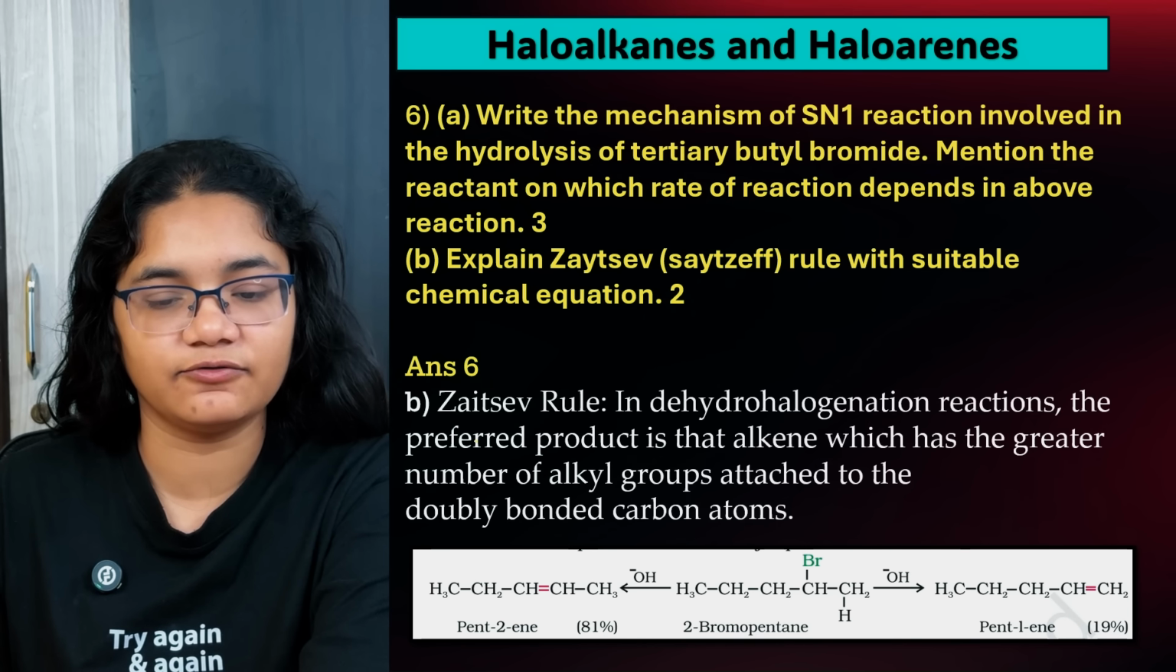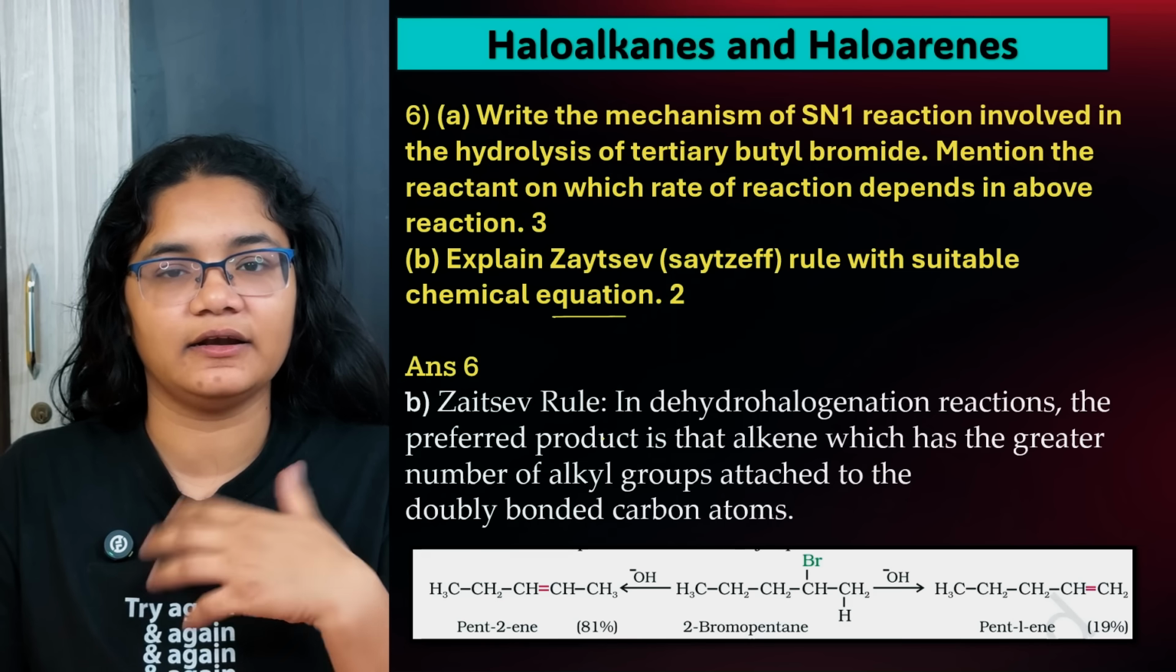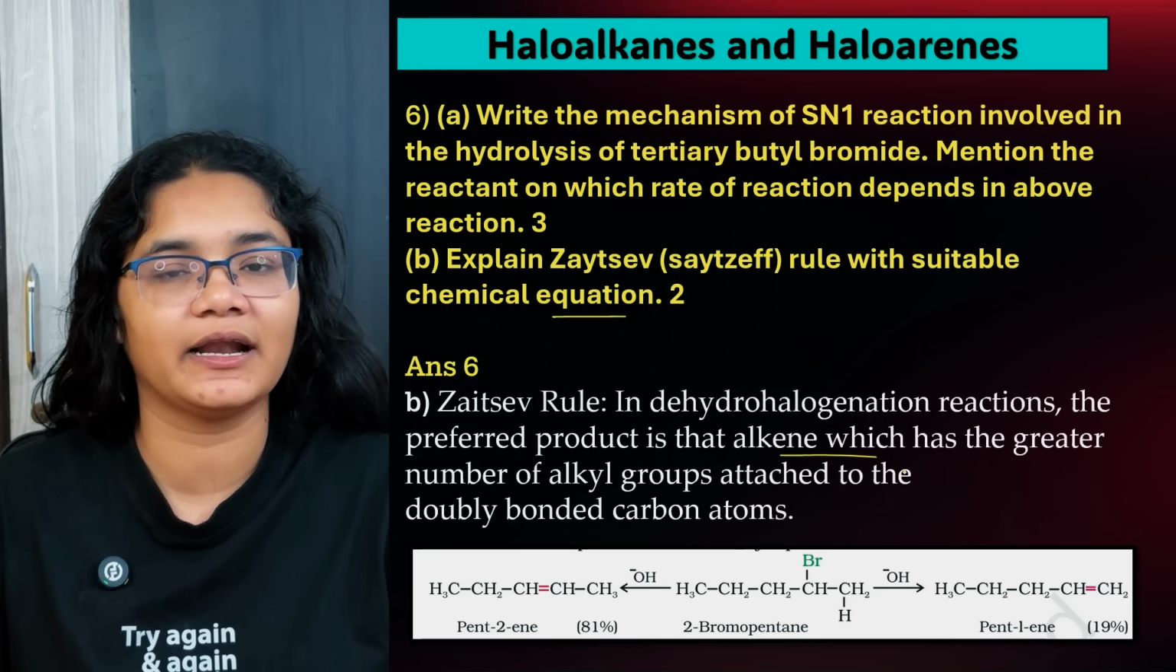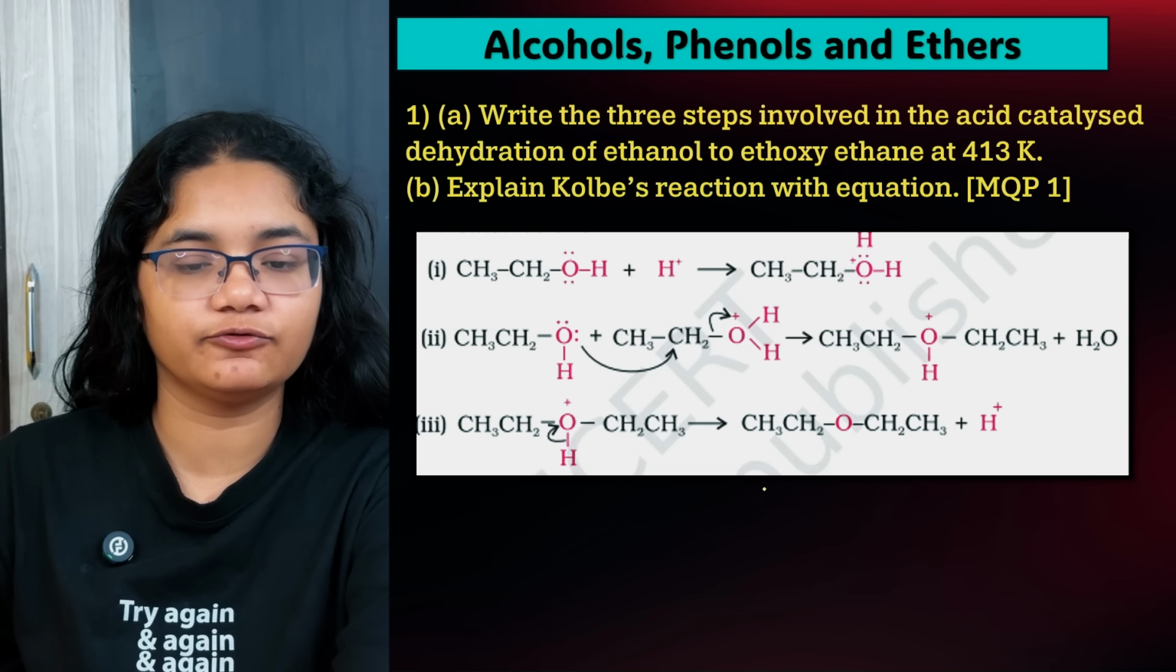Next, explain Saytzeff rule with a suitable equation. So Saytzeff rule tells that in dehydrohalogenation, the more substituted alkene is the major product, and you can write down any one example. So now let's move to the next question.